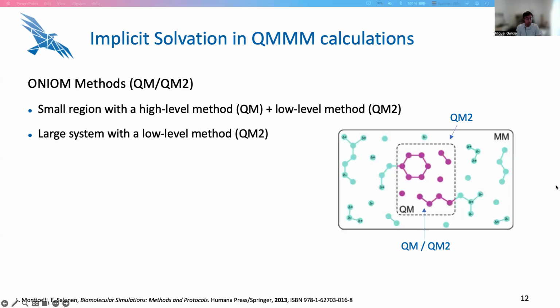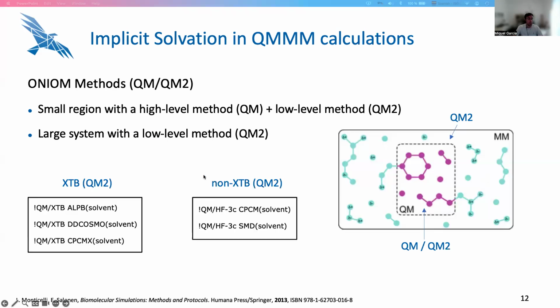Regarding QM/MM, there has been some work in ONIOM. As you may know, in ONIOM, what you do is you divide your system into a large system that is treated with a low-level method and a small system that is treated with both a high- and low-level method. And at the end, the energy of the total system is a combination of the energies for these two systems. Well, in ORCA 6.0, you can request these three solvation models within XTB for the low-level calculation. And if you run CPCM or SMD, you can do it without any problem for non-XTB. So this is new in ORCA 6.